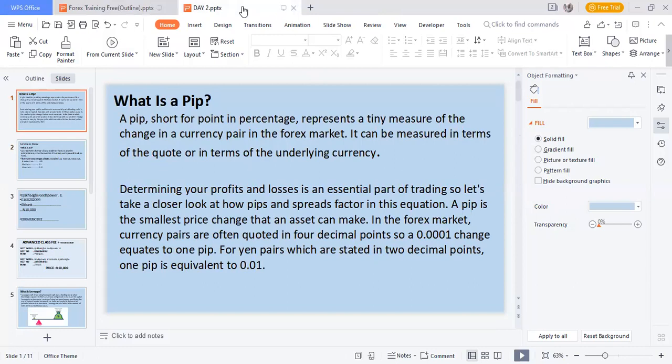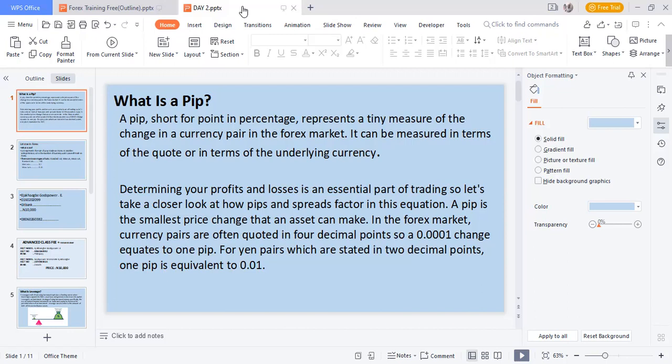Now, the question is, what is a pip? A pip is simply known as point a percentage, and it represents a tiny measure of the change in the currency pair in the forex market. It can be measured in terms of the quotes or in terms of the underlying currencies. Determining your profit and losses is an essential part of trading. So let's dive straight in and take a closer look at how pips and spread factor into this equation.